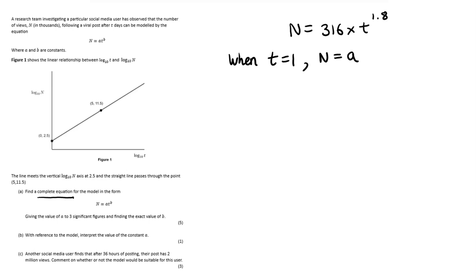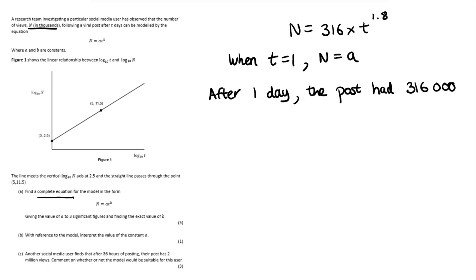So when t equals 1, well, that's just 1 day. So what this means is, after 1 day, the post had n number of views. Okay, remember n is the number of views. The post had 316,000, because again, just be careful there. N is in thousands here. So after 1 day, the post had 316,000 views.